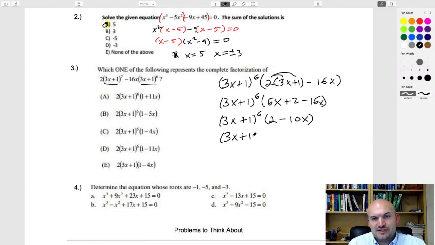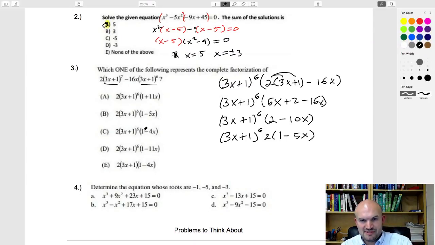I'm going to just write this out once. If you factor out the 2, you're going to be left with 1 minus 5x. And you can see there's no 2 in between them, but all they did is they just put the 2 out in front. And you can see 1 minus 5x, that answer is B.